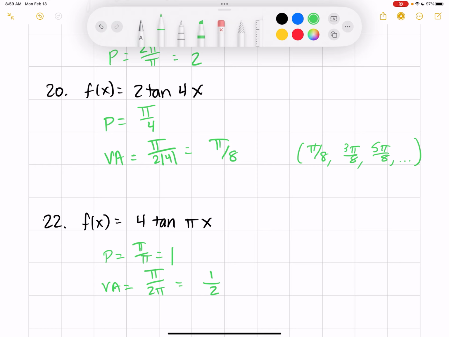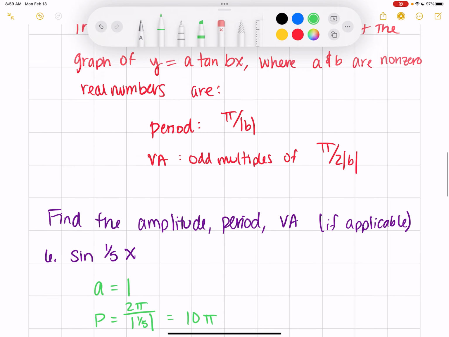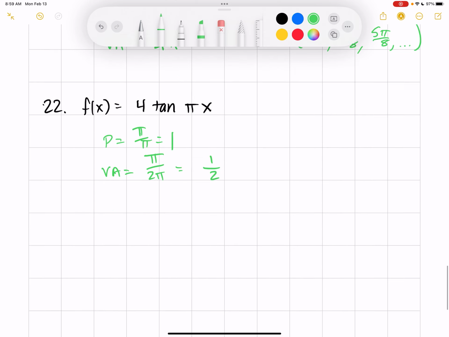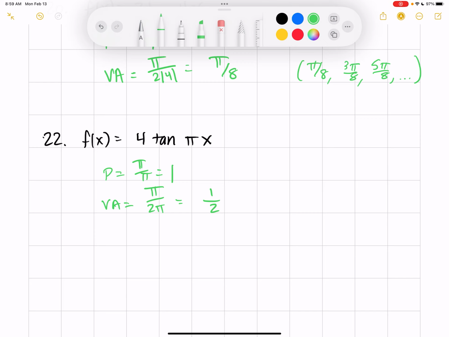So is it always pi on top? Is that what the odd multiples mean, or could it be different? Yeah, let me go back here because you can't even see that. So it's odd multiples of pi over 2 absolute value of b. The only thing that's changing is the number in front of x in tangent. So it'll always be pi on top. Now with this one, what happened was it was pi over 2, and then b was pi, so it reduced. So the pi wasn't there at the end, but it was to begin with. Okay, that makes sense.